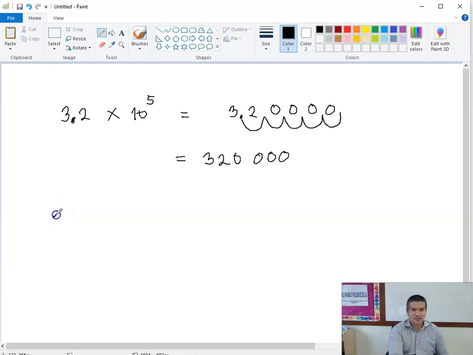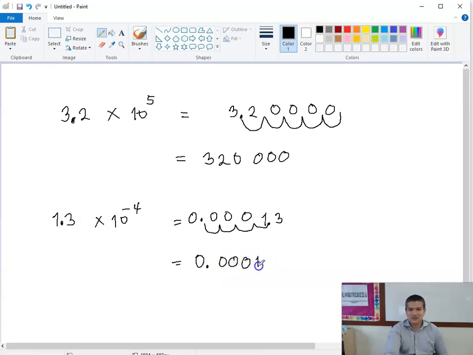Let's say we have 1.3 times 10 to the power of negative 4. Therefore, you will move the decimal place to the left because it is negative. We have 1.3, so you move how many? 4 times: 1, 2, 3, and 4. Therefore the point will be here, 0.1, 2, and then 3. So your answer now will be 0.00013. So that is your solution. In solving scientific notation, you have to check the correct way of the exponents.